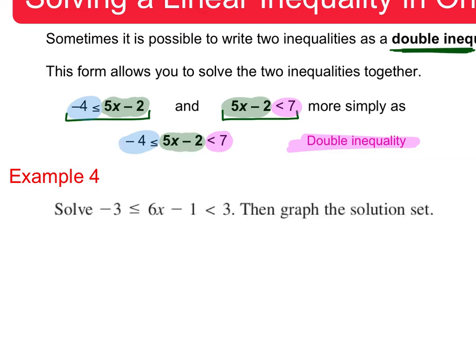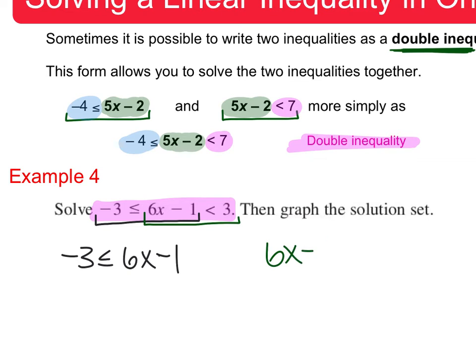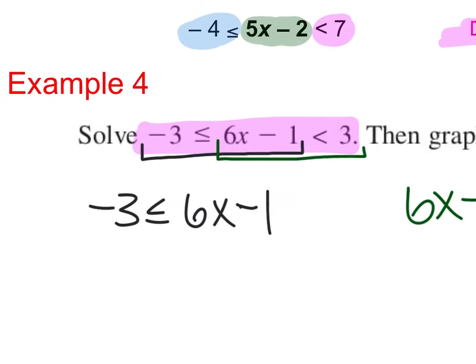So here, if we want to solve negative 3 is less than or equal to 6x minus 1 is less than 3, we need to split it into our first half, which is negative 3 is less than or equal to 6x minus 1, and then our second half, which is 6x minus 1 is less than 3. So the inequality sign splits the halves, if you want to think about it that way. And then we just have two inequalities now to solve.